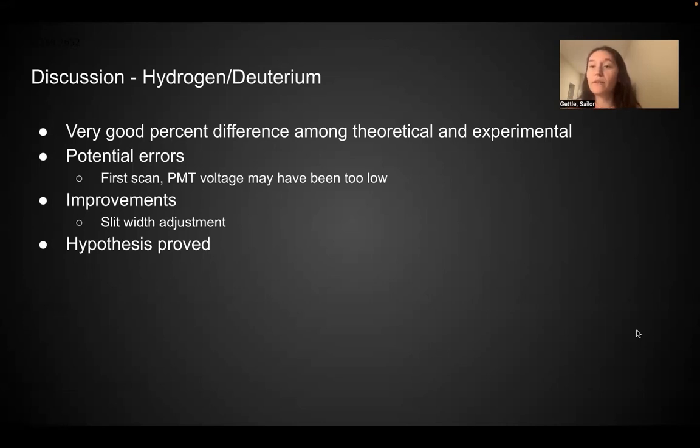Additionally, the slit width could be adjusted to give more discrete line-like peaks rather than the broadened peaks that we see in this experiment. Overall, though, the general hypothesis that was set forth at the beginning was proved. Deuterium did have a larger Rydberg constant than the hydrogen.